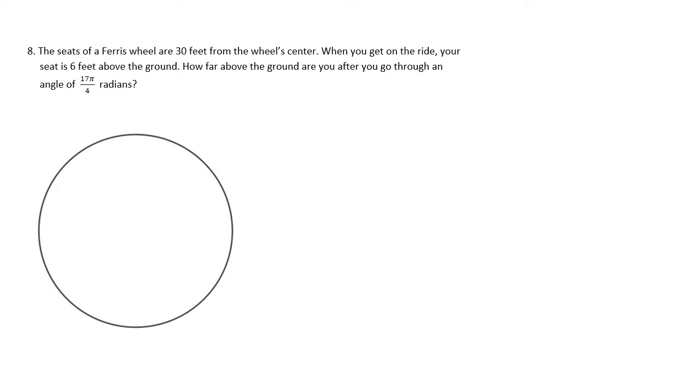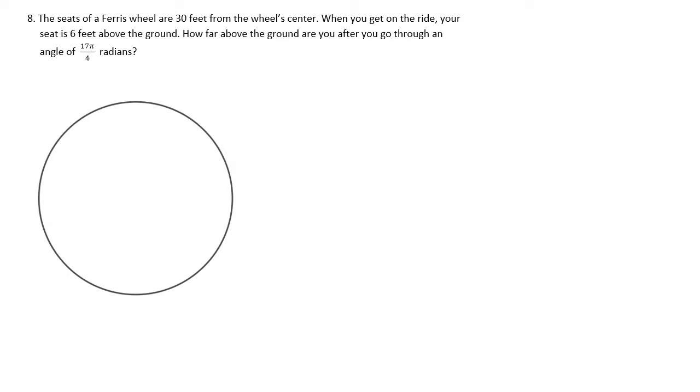The seats of a Ferris wheel are 30 feet from the wheel's center. When you get on the ride, your seat is 6 feet above the ground. How far above the ground are you after you go through an angle of 17 pi over 4 radians?